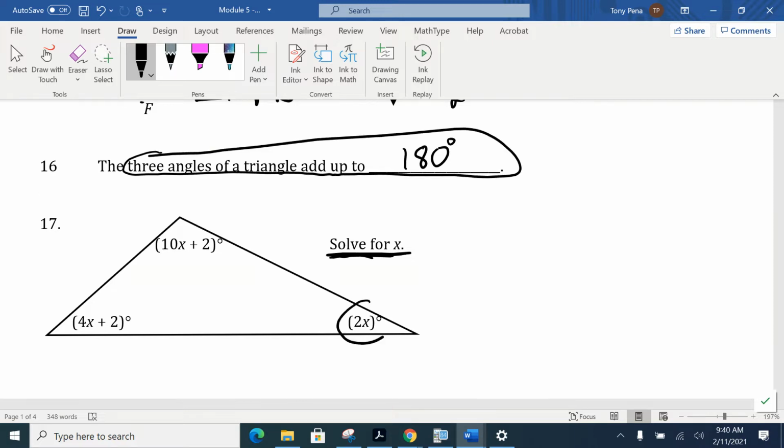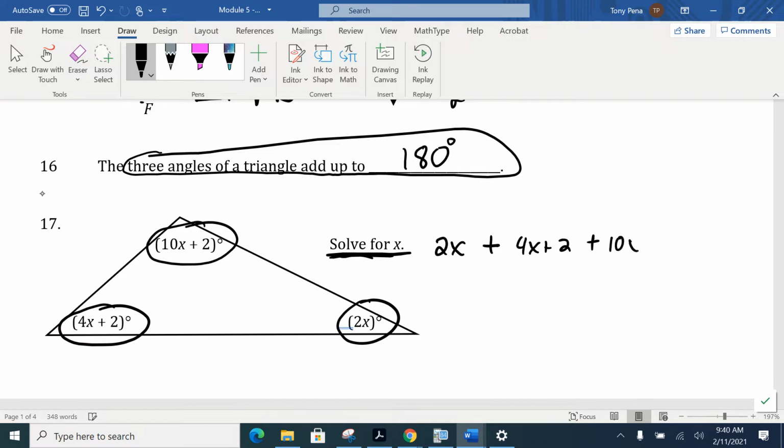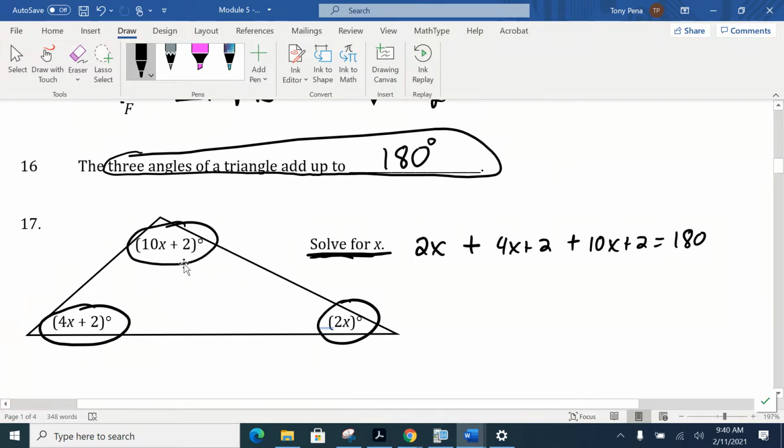We're going to take this angle here. We're going to add it to this angle here. And then we're going to add those two to the third angle, 10x plus 2. And when we do that, we know that those have to add up to be 180 degrees. Then you've got to be able to solve this equation.